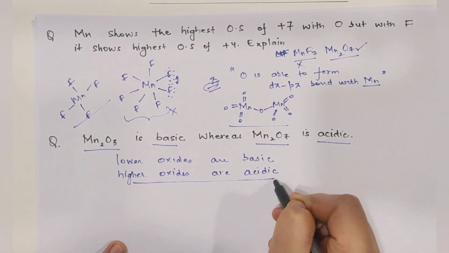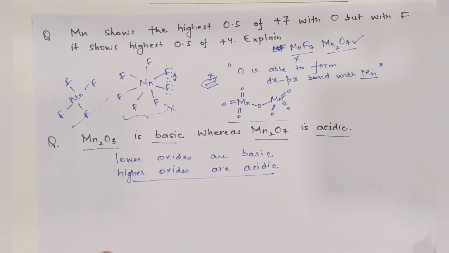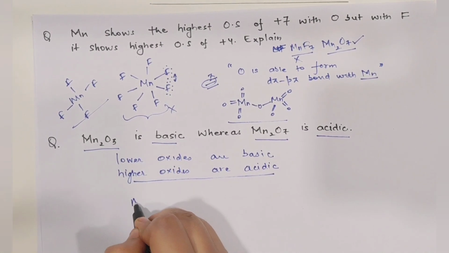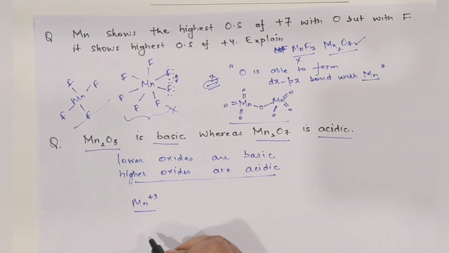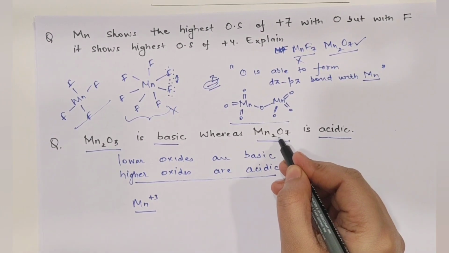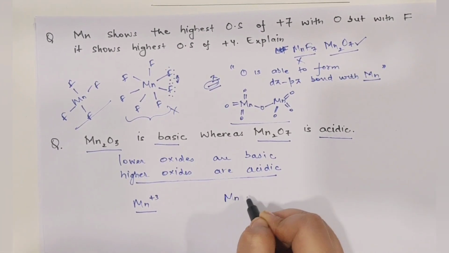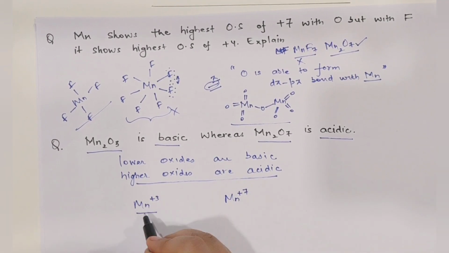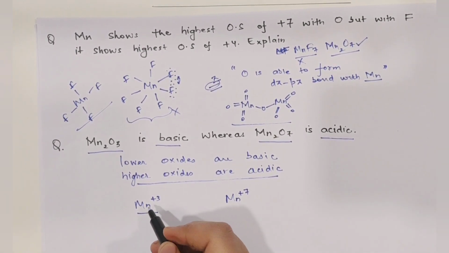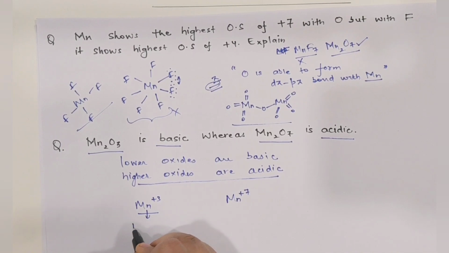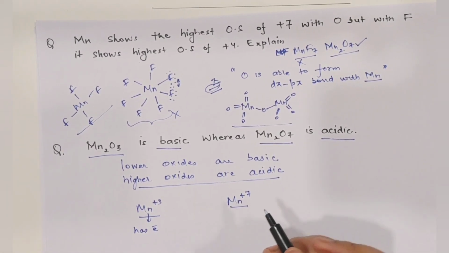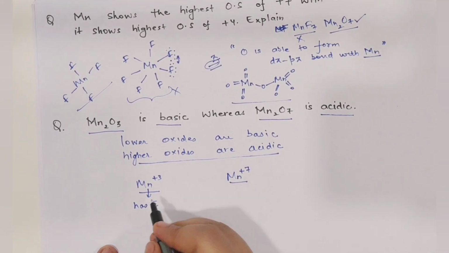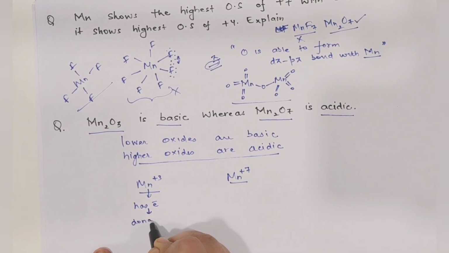Now, why is that? Here Mn is in the +3 oxidation state in Mn2O3. In the case of Mn2O7, the oxidation state is +7. Since this is the lower oxidation state, it has more electrons than Mn+7, obviously. And since it has electrons, it can donate those electrons.